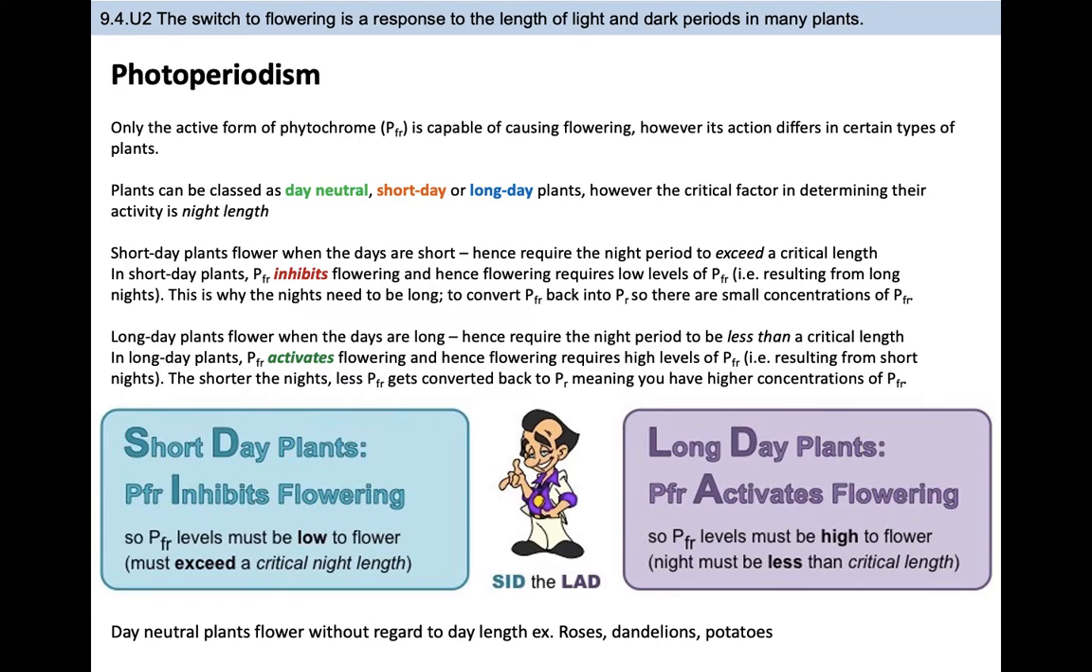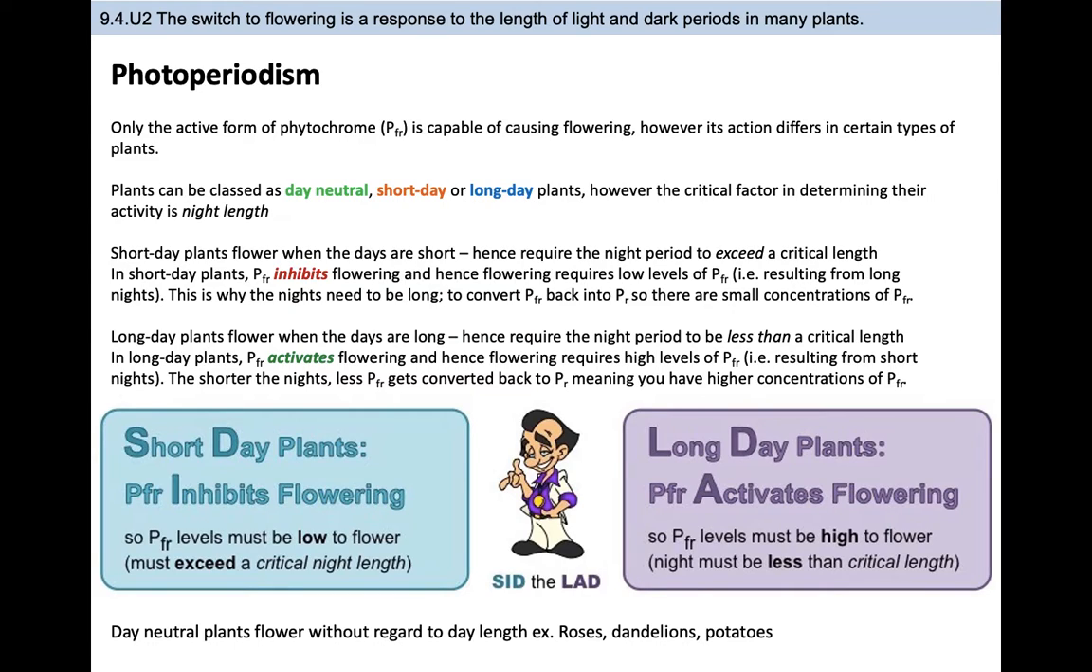Okay, so I will say this one more time. Short day plants will bloom when the days are shorter and the nights are longer. So short day plants require that the nighttime exceed this critical length. In short day plants, phytochrome far red will inhibit flowering.